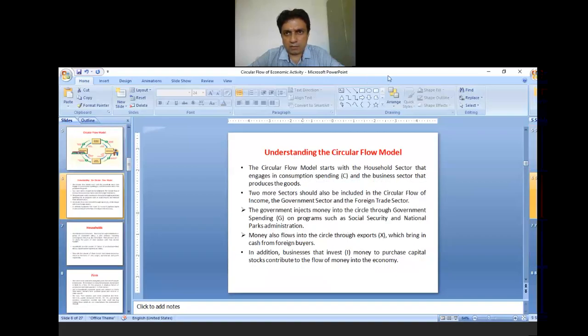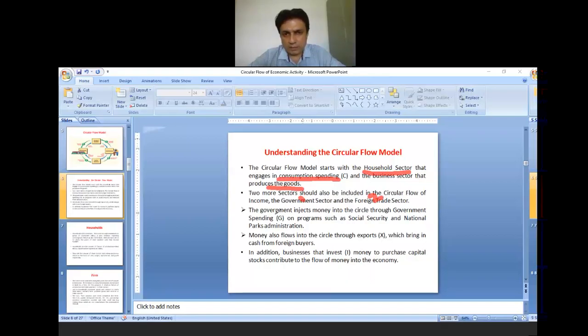Understanding the circular flow model. The circular flow model starts with the household sector or the consumer sector that engages in consumption spending, because all the consumers need products for their livelihood, and the business sector that produces the goods. Two more sectors should also be included in the circular flow of income: the government sector, and the foreign trade sector. We will discuss these sectors in detail in the next slides.